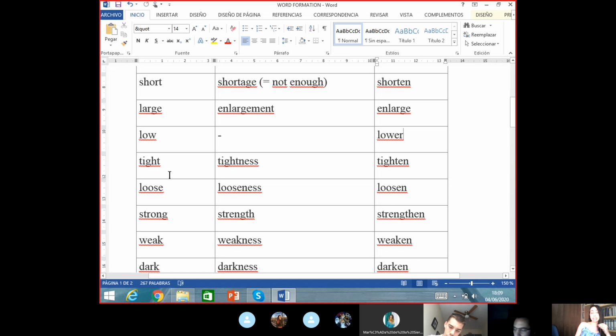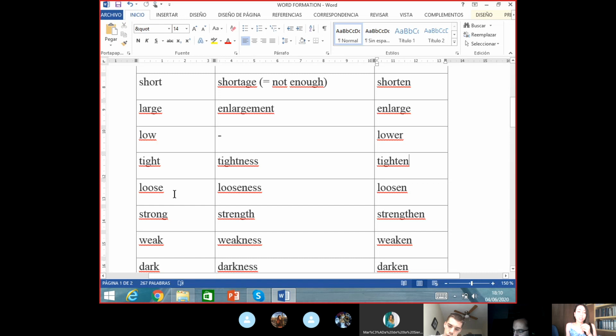Then you've got tight, ajustado, tightness, the noun, which would be estrechez in Spanish, tighten, ajustar. I have to tighten these jeans because they are loose. Sueltos. Okay. So tight, ajustado, estrechez, tighten, ajustar.